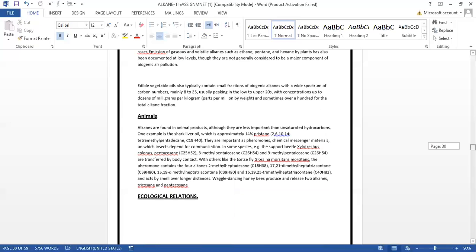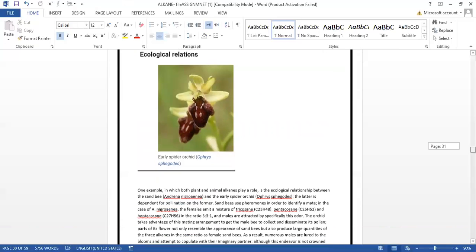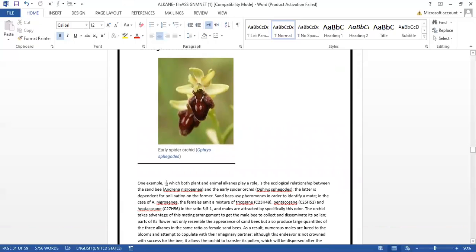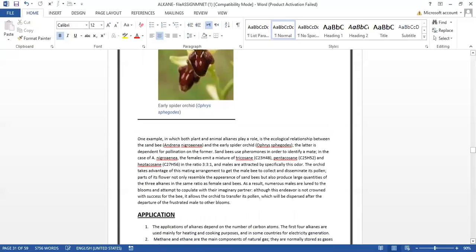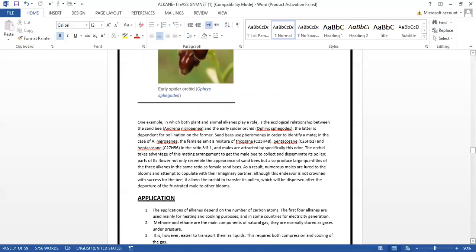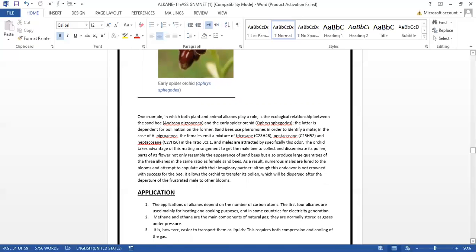Ecological relations of the alkanes. One example in which both plants and animals play an important role is the ecological relationship between the sand bee and the early spider orchid, which can be seen through the alkanes.